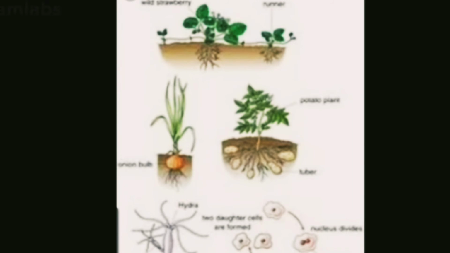And the fourth diagram, as you see, is budding. Budding is a process where external growth takes place on the organism. And the last one is binary fission. That is, one organism develops into two new individual organisms by dividing into two equal halves.